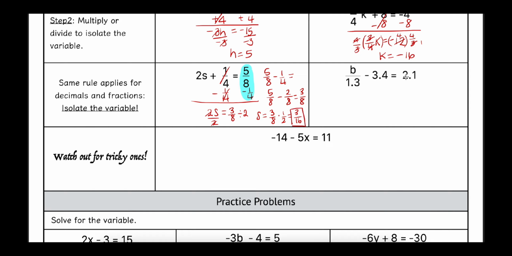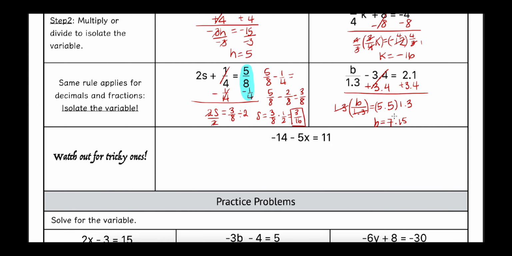Here with the decimals, it's the same thing. The rules are still the same. Add 3.4 to both sides to get rid of it. B over 1.3 is equal to 5.5. And here we want to multiply by 1.3. That's the only way to get rid of the denominator, and we multiply the other side by 1.3. Therefore, B is equal to 7.15.